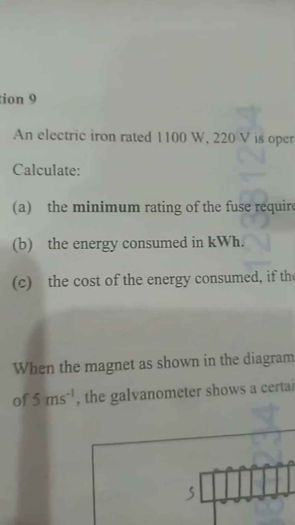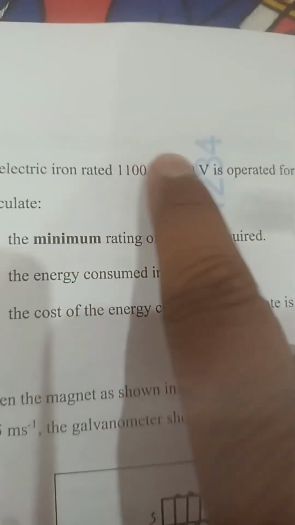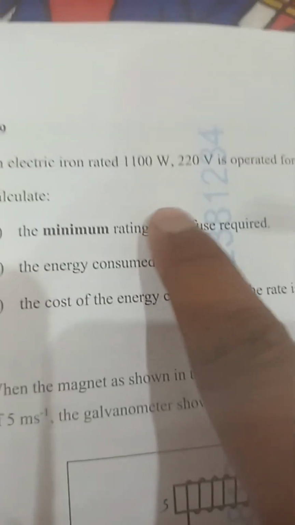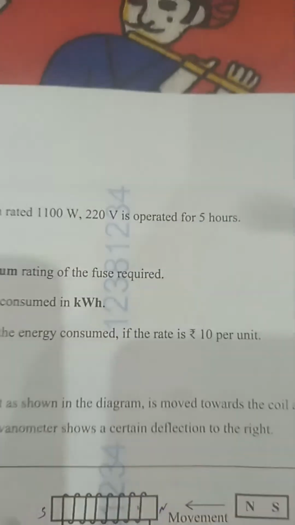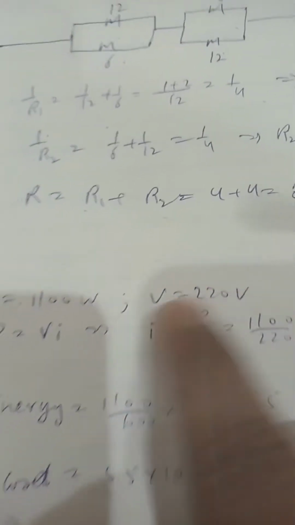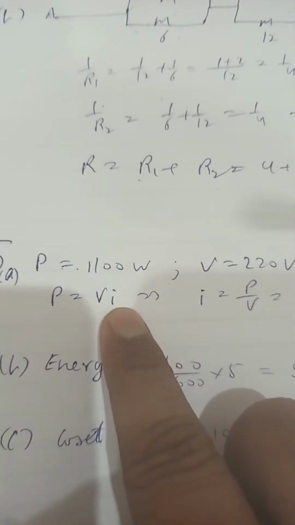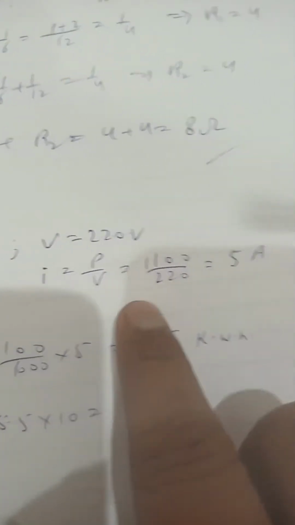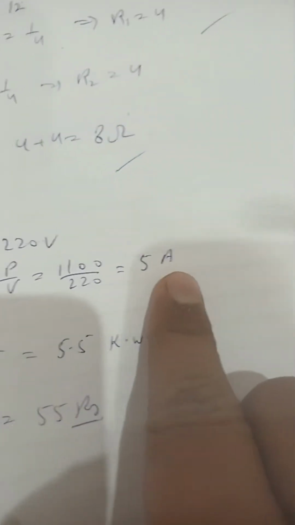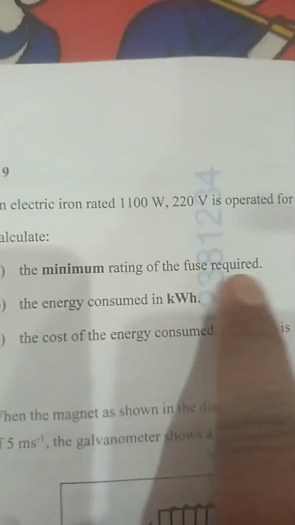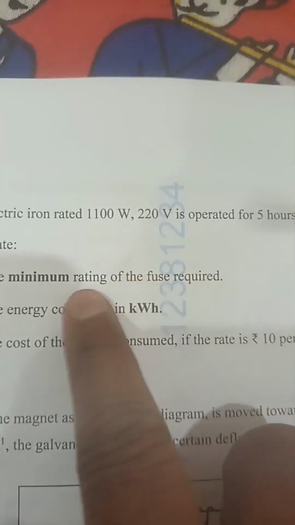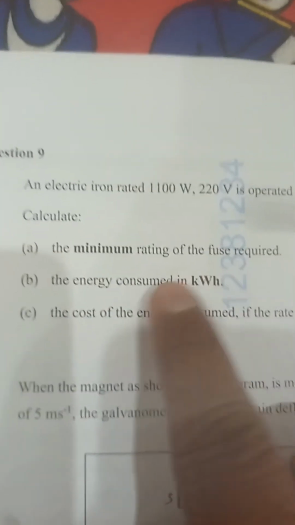So we have to find out the current limit for this one. For this we have to make use of the formula P equals VI. P is given to us, V is given to us. So I equals P upon V. From here we get I equals 5 ampere. So the minimum rating of this fuse should be 5 ampere.